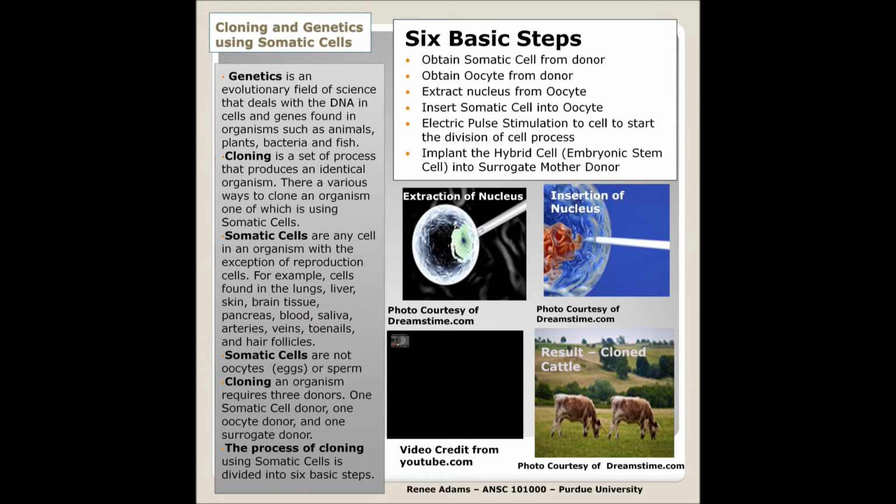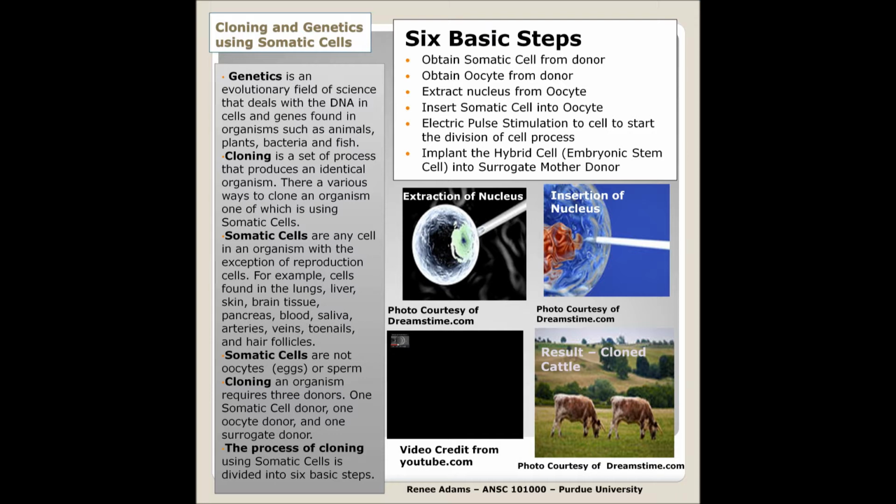To start, let's go over some definitions. Genetics is an evolutionary field of science that deals with the DNA in cells and genes found in organisms such as animals, plants, bacteria and fish. Cloning is a set of processes that produces an identical organism. There are various ways to clone an organism, one of which is using somatic cells.